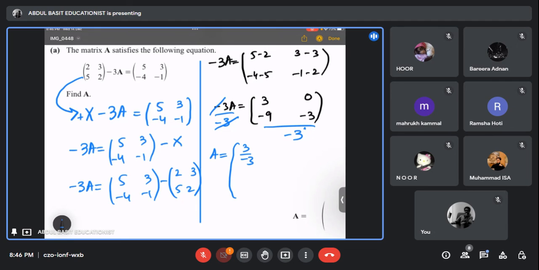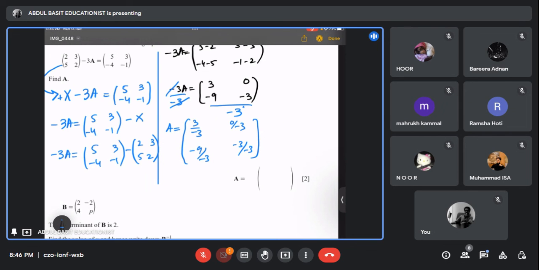3 divided by minus 3, 0 divided by minus 3, minus 9 divided by minus 3, minus 3 divided by minus 3. So 3 divided by minus 3 is minus 1, Ramsha. 0 divided by minus 3 is 0. Minus minus can be cancelled. So 9 divided by 3 is 3. And minus minus and 1. So that would be 1. So this is your final answer. Is this clear?